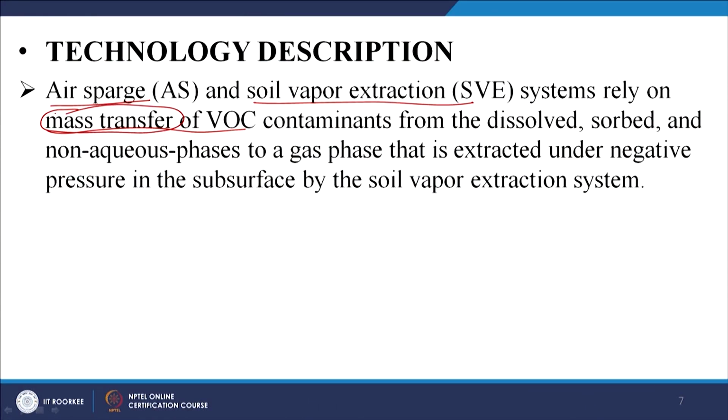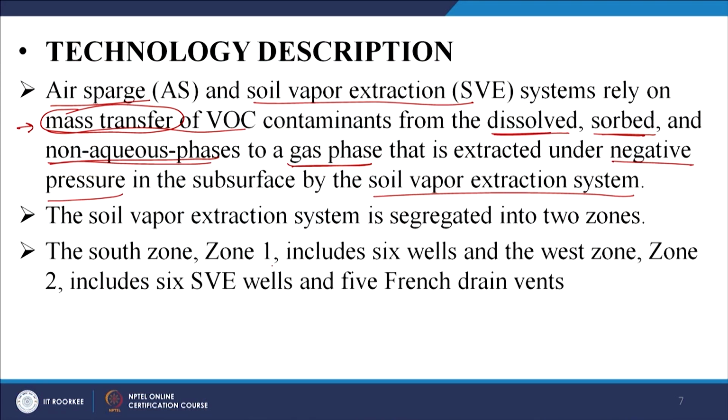So that is something to keep in mind, as in we are only looking at mass transfer, not degradation, from the dissolved, sorbed, and even any NAPL phase to the gaseous phase. Then under negative pressure, due to the soil vapor extraction system, you are going to be able to remove that. So what is the key? It is mass transfer, and here they are looking at dissolved, adsorbed, NAPL phase, and also a gaseous phase, and everything you are trying to transform into the gaseous phase. So let us move on.